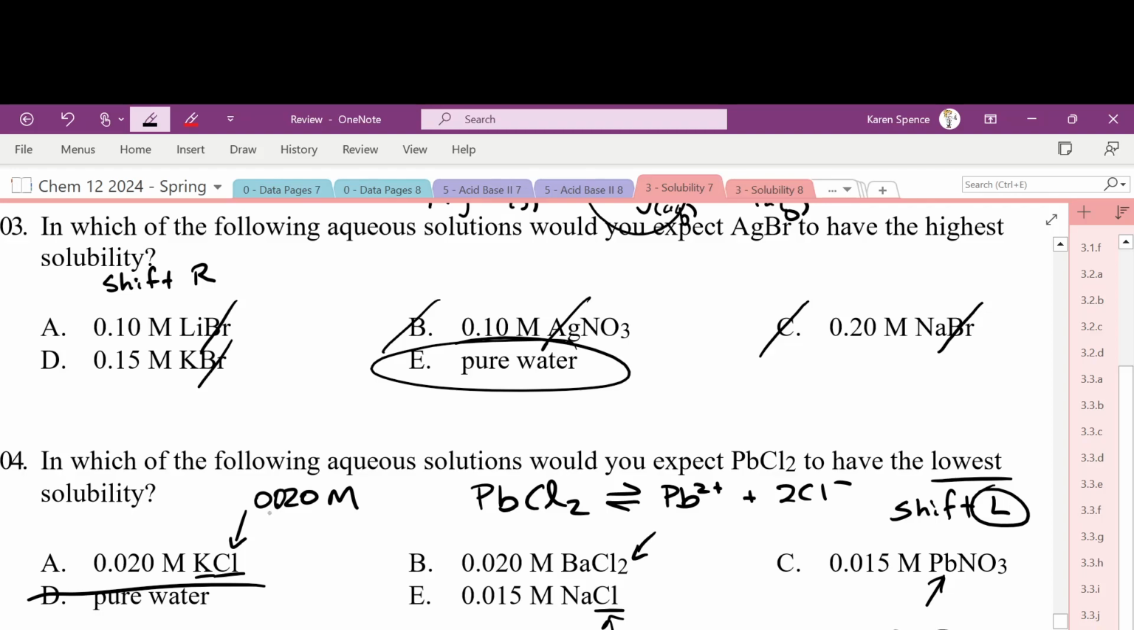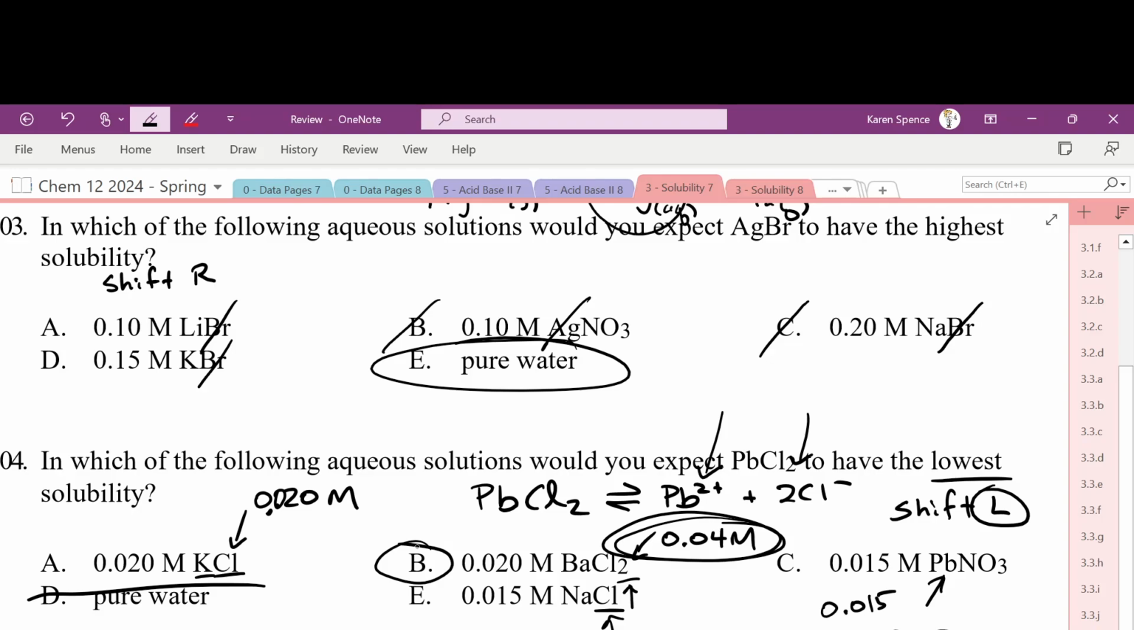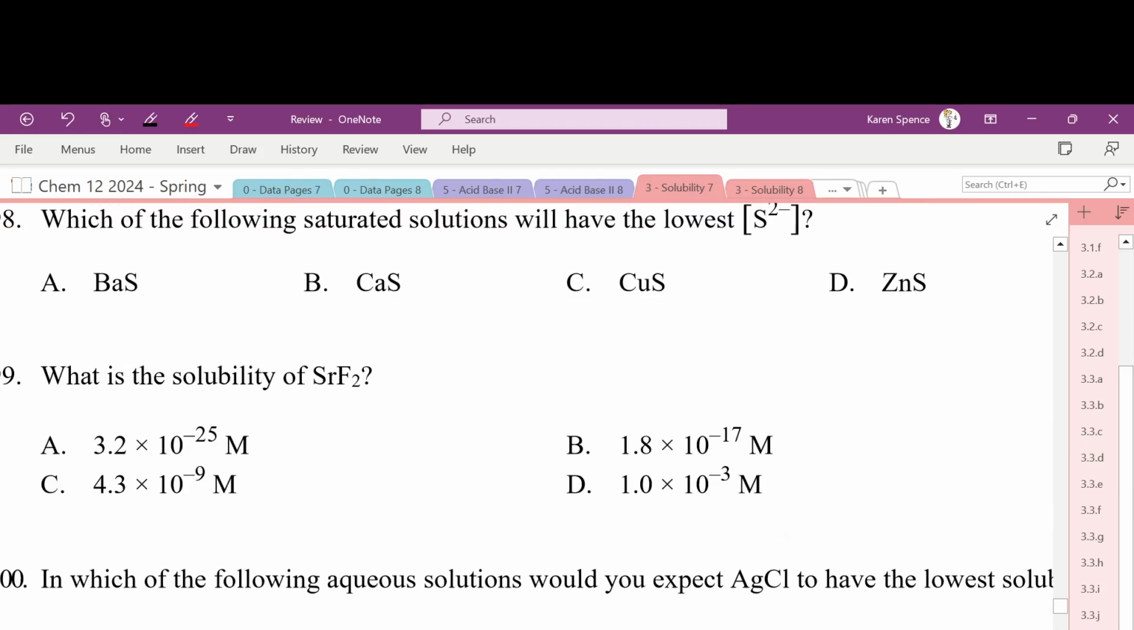Sorry, there should be a 0 in there. Concentration here, oh, there's a 2. So that's going to be 0.04 molar, and this lead is 0.015. So who has the highest concentration of one of these two ions? It's going to be the barium chloride. We'll shift it the most to the left. Yes? 63.